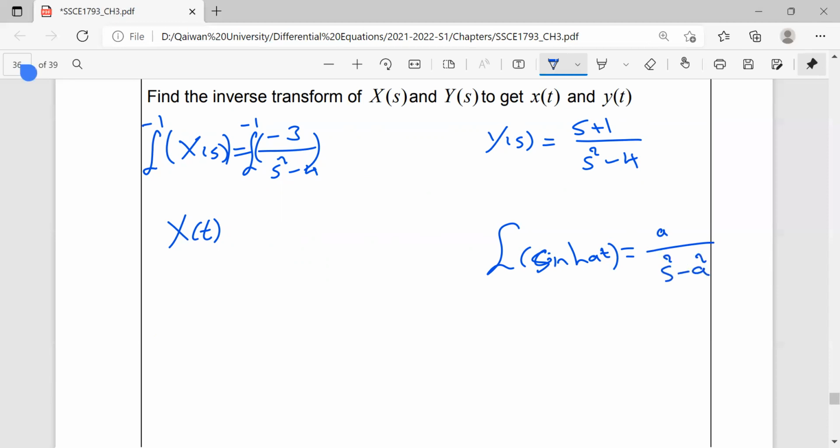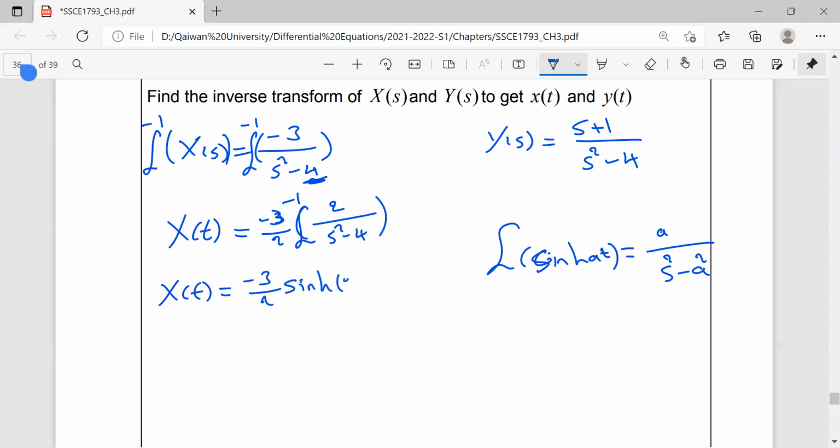This is sine hyperbolic, and this is the Laplace of sine hyperbolic. But here we have s squared minus 4 in the denominator, and in the numerator we have minus 3. So in the numerator we must have 2, because this is a squared, so we must have a in the numerator. That means we multiply it by 2 and divide by 2. x of t equals minus 3 over 2 Laplace inverse of 2 over s squared minus 4. And this equals minus 3 over 2 sine hyperbolic of 2t.